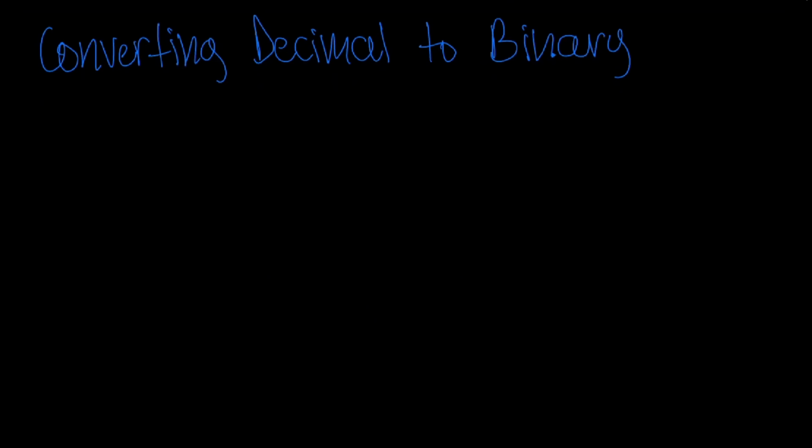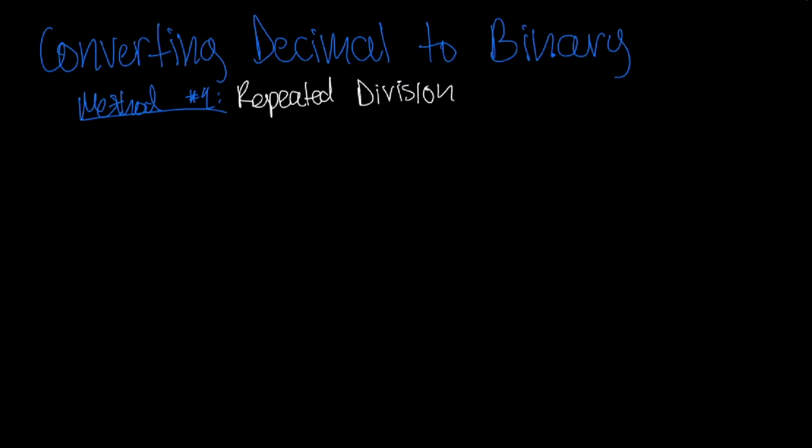Going the other direction from decimal to binary, there are 2 methods, and it's worth knowing both. The first method is repeated division. Take your number, divide it by 2. Write down the remainder, which will always be 0 or 1. Then take the quotient and divide by 2 again. Keep going until your quotient is 0, and then you read the remainders from bottom to top, and that's your binary number.